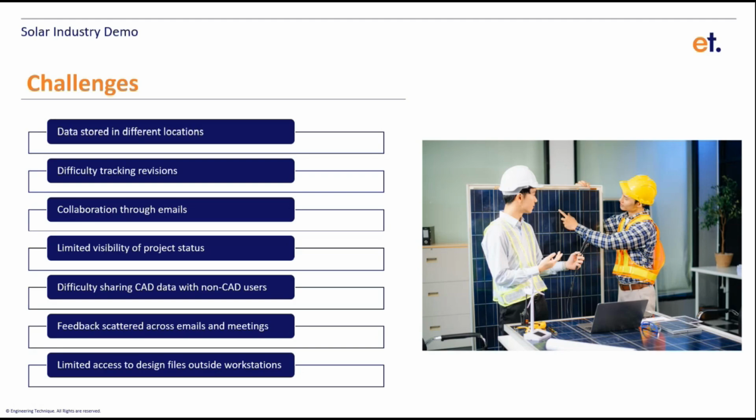The collaboration of the teams is communicated through mails, which is not very efficient. Limited visibility of the project status. You cannot view what is the current state of your ongoing project. Difficulty in sharing CAD data. We saw how you will be able to share the data with non-CAD users. And feedback is scattered only in meetings, which means you cannot share your feedback or project changes in a real-world collaborative space. You need to share it in the meetings only, and there is limited access to the design space outside the workstation, as we saw.